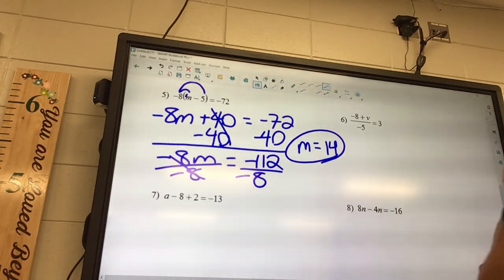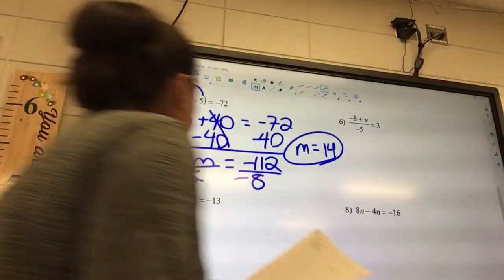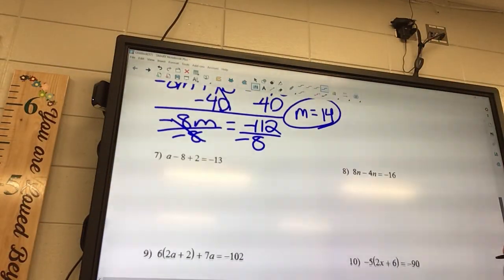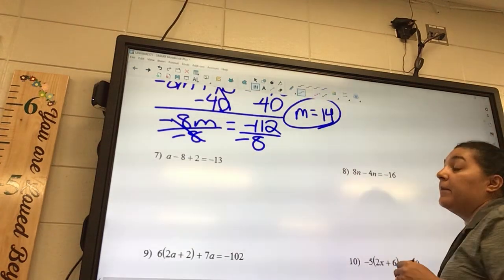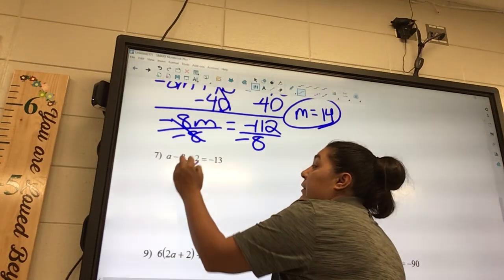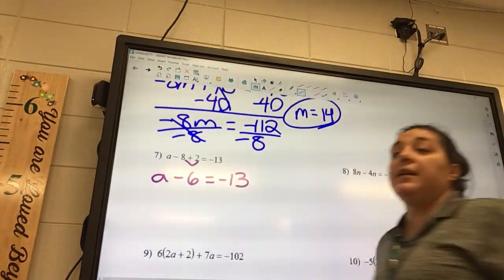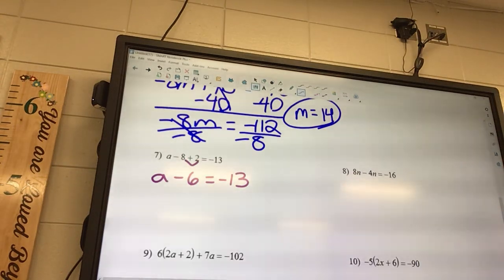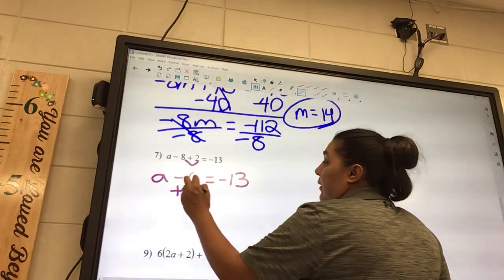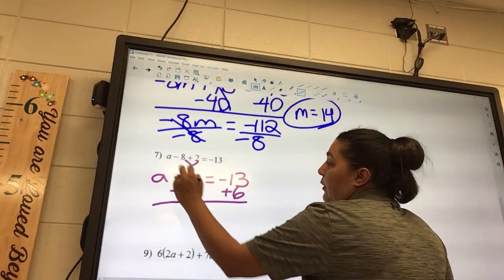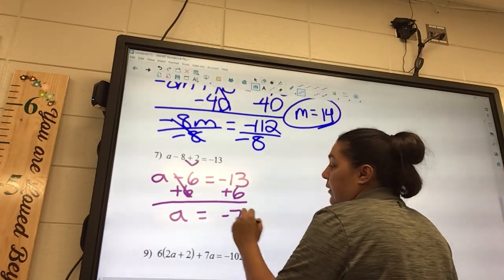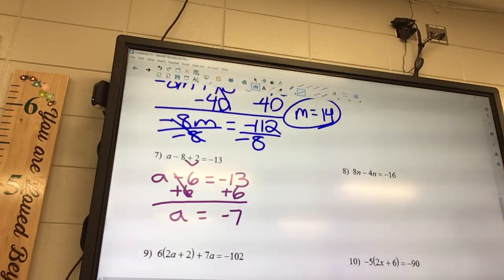Okay, 7. Are there parentheses? No. Can we combine anything? No. Try again. Well, yeah, we can. Negative 8 and 2, so we're going to get a minus 6. So I got an a minus 6 and 13. Okay, and then what? Plus 6. Yep, we're going to plus 6. And then we check, can we multiply or divide, and do we even need to check? No, because the problem's done. Is it 7? Yeah.